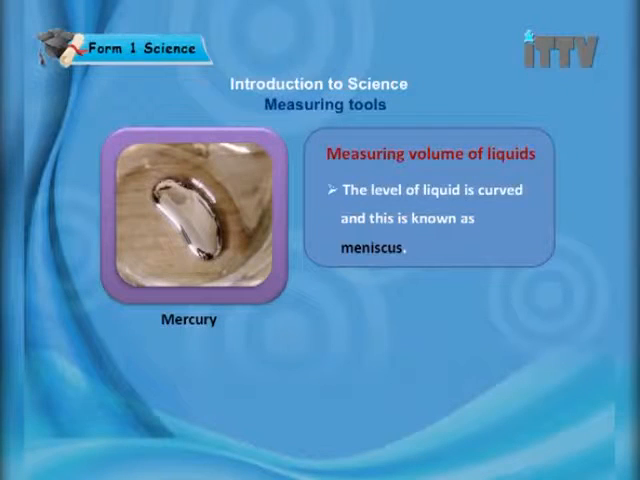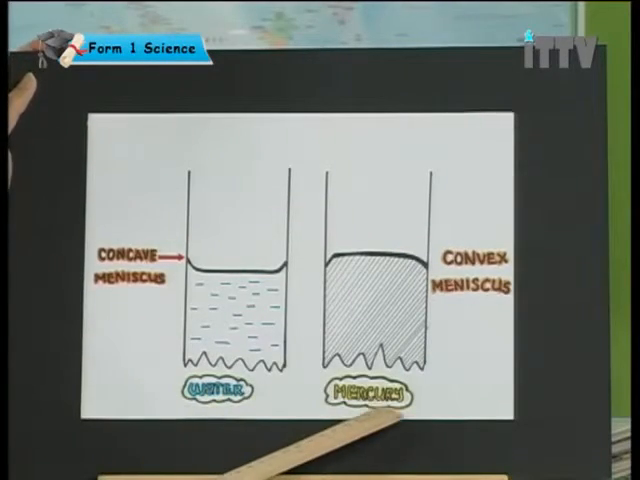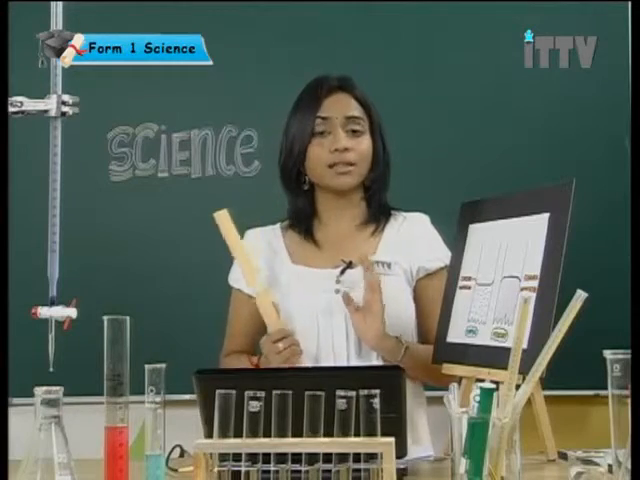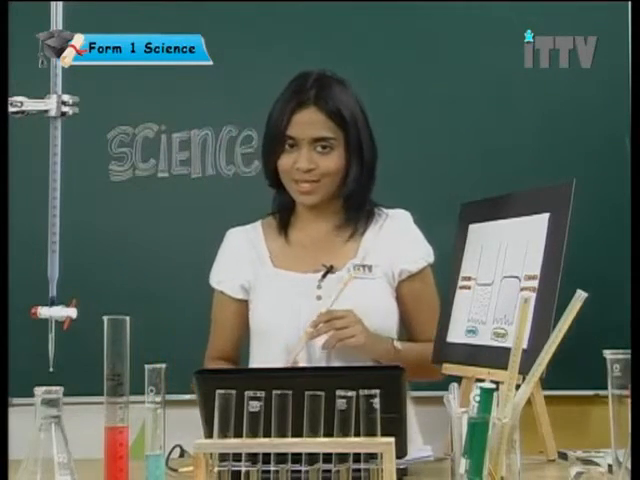The level of liquid is curved and this is known as meniscus. So do you have an idea of what meniscus actually is? Now how does the meniscus differ? The meniscus is actually the level of the fluid which you have to see correctly to know the correct reading in the measuring cylinder. Now have a look at the diagram here, which shows you water and mercury. Now why have I actually drawn water and mercury? Water and other liquids actually differ from mercury. Why is that so? It has all to do with the meniscus level.